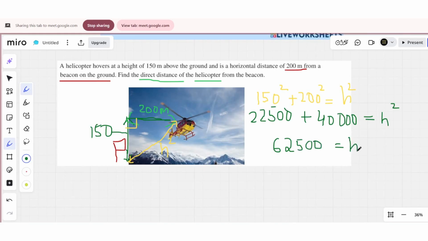That is your hypotenuse square. Now the next step is just to take the root of the number to get the exact answer. So if we take the root of 62,500, we get the answer as 250 meters. So we can say that the distance from the beacon to the helicopter is 250 meters. That's your answer.